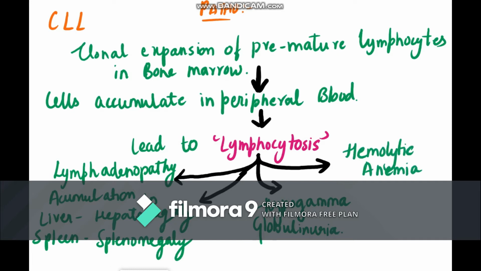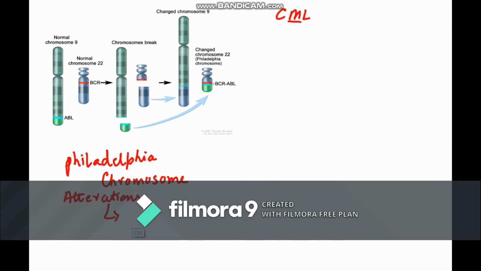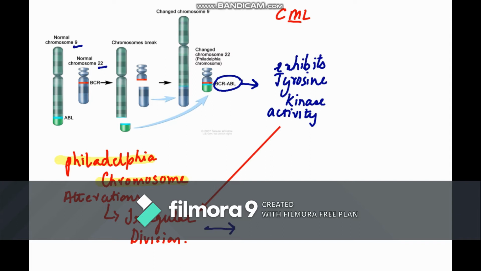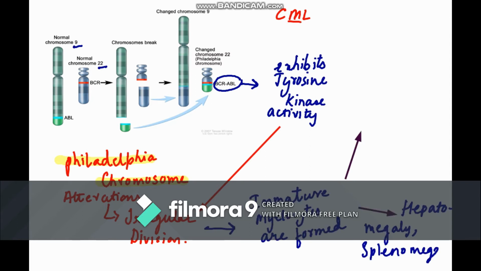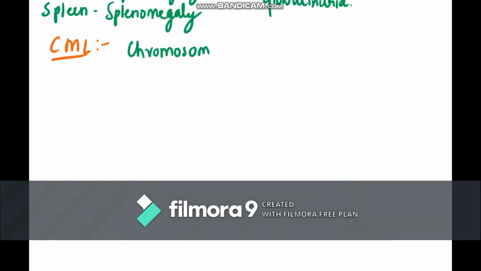CML is caused by alterations in the Philadelphia chromosome. This BCR-ABL gene exhibits tyrosine kinase activity. Actually, this is the translocation of genetic material between chromosome 22 and chromosome 9. Chromosome 22 codes for the BCR gene and chromosome 9 codes for the ABL gene. So let's see the descriptive format of CML.